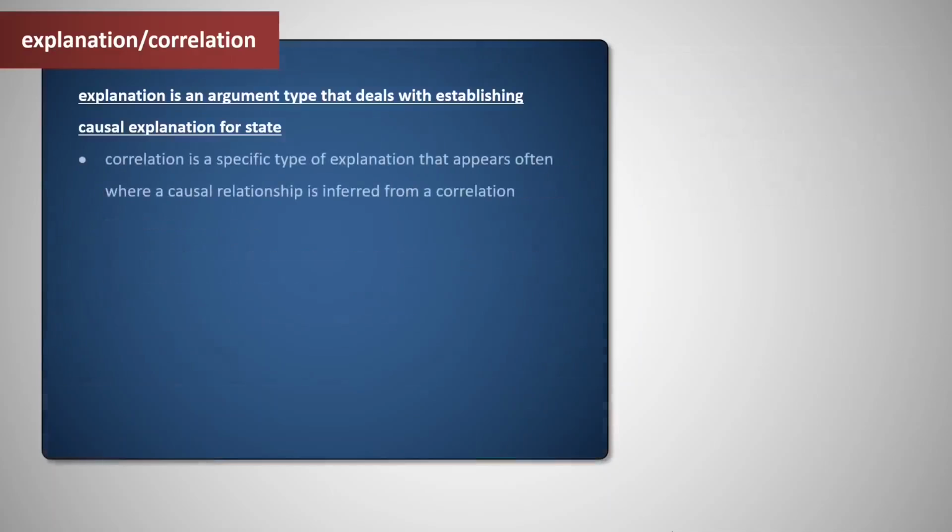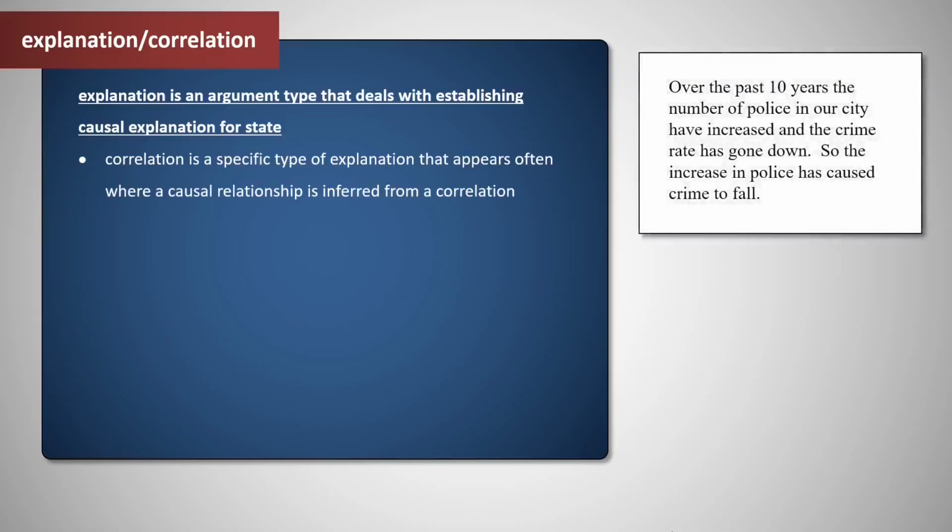What you'll sometimes find is that there is a specific type of explanation, which I call the correlation, and it's a specific type of explanation that appears often where a causal relationship is inferred from a correlation. So taking a look at this argument, it says that over the past 10 years, the number of police in our city has increased and the crime rate has gone down. So, this introduces the conclusion, obviously. The increase in police has caused crime to fall. So the premises present a correlation, and the conclusion states that there's actually a causal relationship behind that correlation.